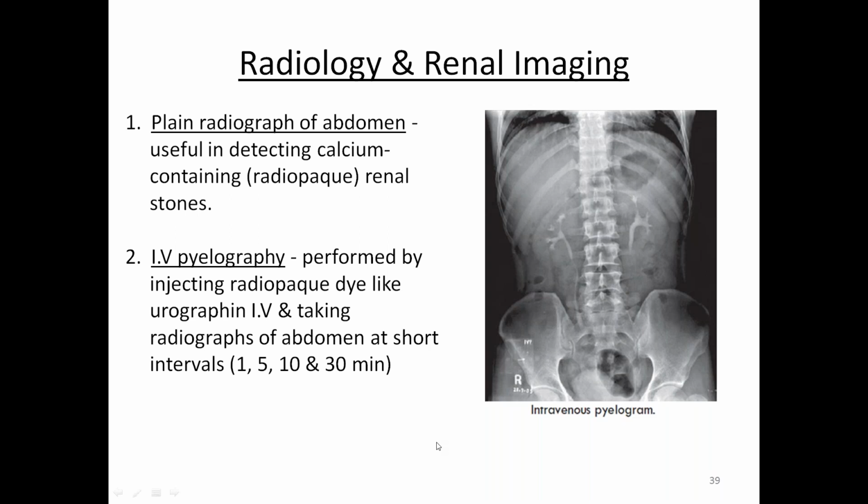So what do we do in this case? A plain radiograph of the abdomen is useful in detecting calcium-containing radio-opaque renal stones. You would have heard very commonly that X-ray KUB and an ultrasound are done to detect renal stones. Then we do IV pyelography. It is performed by injecting a radio-opaque dye like urografin, which is given IV, and a radiograph of the abdomen is taken at short intervals at 1, 5, 10 minutes and after half an hour.